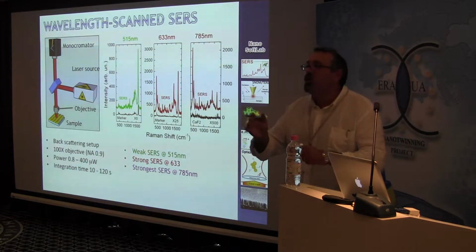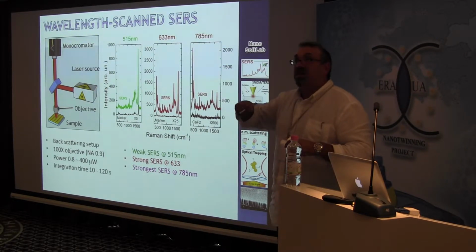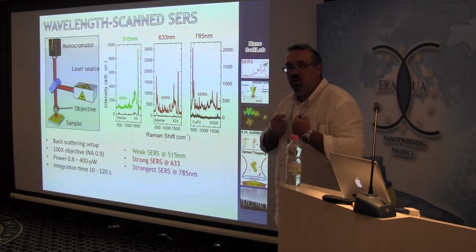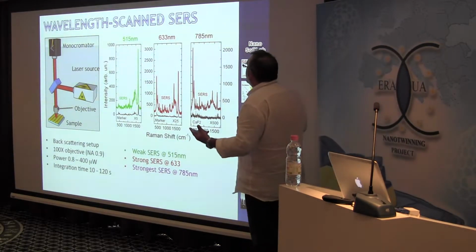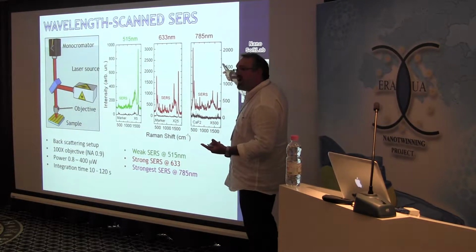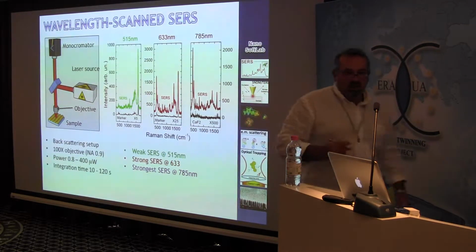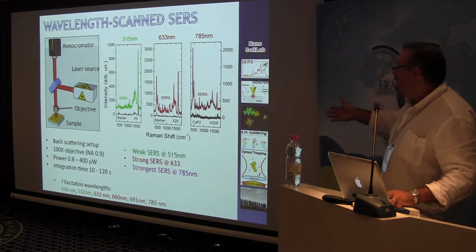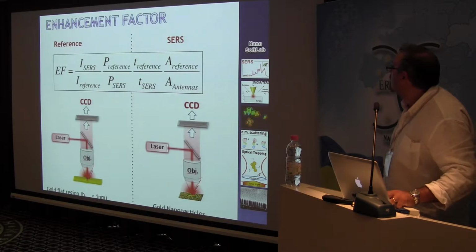Gold is well known not to perform well in the green because the interband transitions absorb light. So we need to take this into account. What was again astonishing was that at 785 we had more intense SERS than at 633. And in order to clarify this, we used more laser excitations. So instead of 3, we used 7.